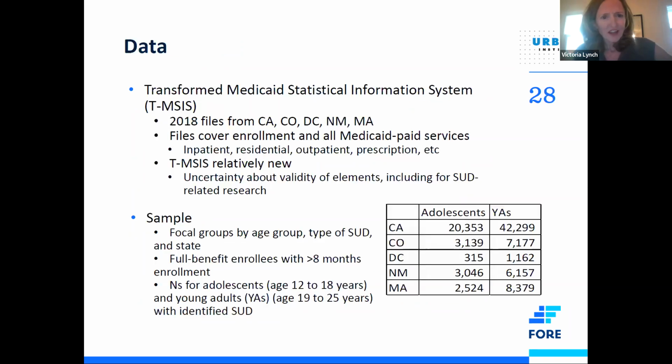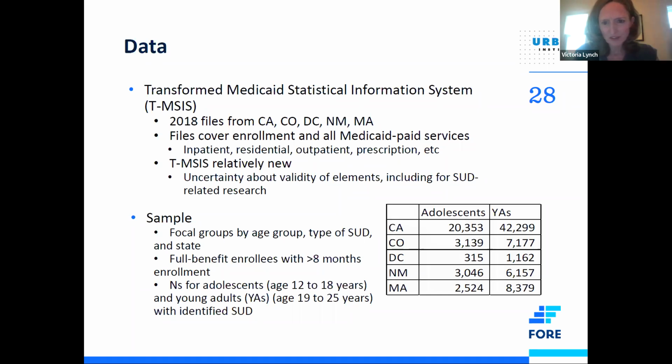Next slide, please. So the data we used was the TMSIS. We had samples from 5 states from 2018. Our data cover enrollment in all Medicaid paid services. We note that the TMSIS is relatively new, so there's still some uncertainty about the validity of elements for studying SUD and other research more broadly. Our study sample focused on age group, adolescents defined as age 12 to 18 and young adults defined as age 19 to 25 years. Type of SUD, which was OUD, and then other SUD, which was alcohol, psychostimulants, marijuana, cocaine, other specified and other unspecified use disorders.